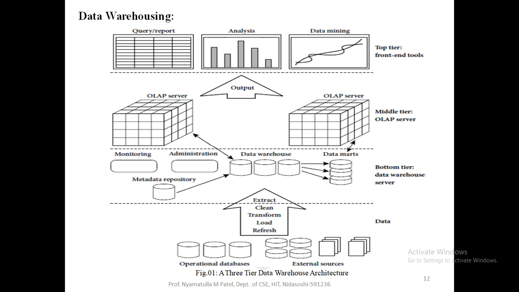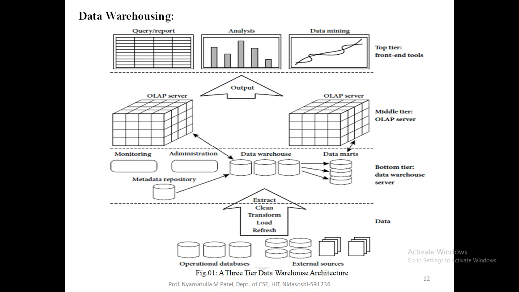The bottom tier is the data warehouse server, which has different modules like monitoring, administration, data warehouse, data marts and metadata repository, whereas the middle tier contains only the OLAP servers. Operational data or data from external sources, after extraction, cleaning, transformation and loading, is given to the bottom tier, that is, the data warehouse server. From the data warehouse server, it is given to the OLAP servers. These OLAP servers analyze the data and predict future conditions, what can happen, and then data mining is done, and reports, query reports, are generated. We will see one by one.